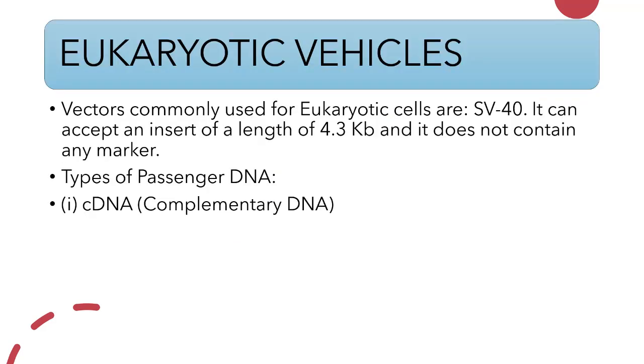The eukaryotic cells. The vectors commonly used in eukaryotic cells include SV40, simian virus 40. It can accept an insert of length 4.3 kb, kilo base pairs, 1000 base pairs, and it does not contain any selectable marker. Most vectors are for prokaryotic cells, but you have to remember the names of eukaryotic ones as well.